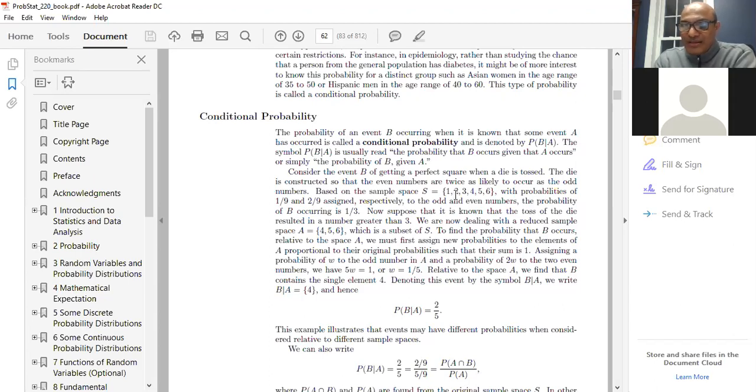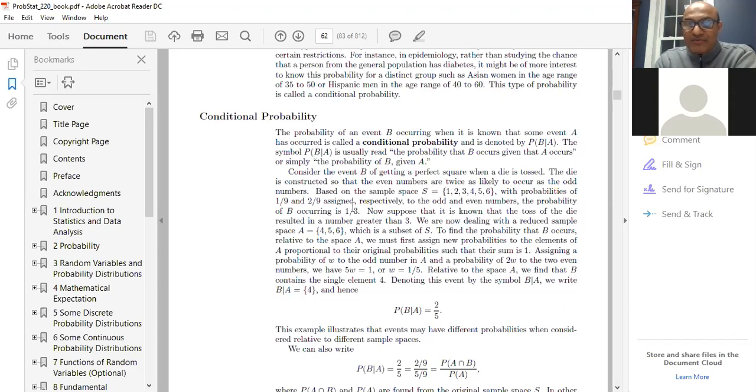So like this. Now, what is the probability of B? B is 1 and 4. So probability of 1 is 1 by 9, and probability of 4, that is an even number, is 2 by 9. 1 by 9 plus 2 by 9, that is 3 by 9. 3 by 9 is 1 by 3. That's what is written over here. Look at my cursor, the probability of B occurring is 1/3. Actually, it is 3 by 9, so 1/3.